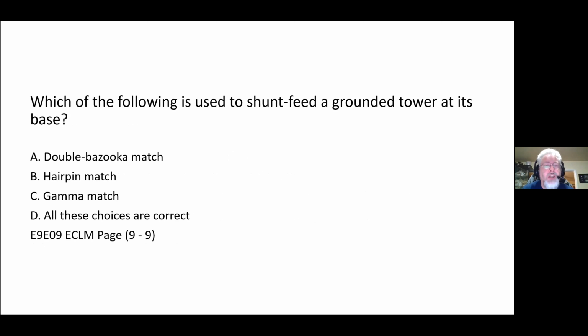Which of the following is used to shunt feed a grounded tower at its base? A double bazooka match. B, a hairpin match. C, a gamma match. Or D, all these choices are correct. C, gamma. Charlie. Charlie, a gamma match is correct.